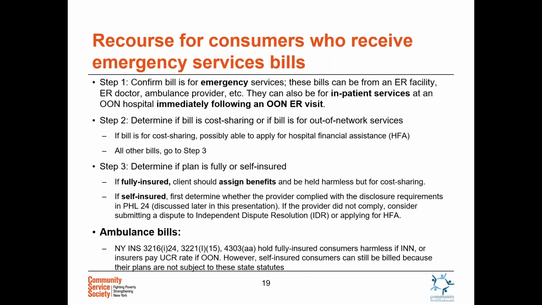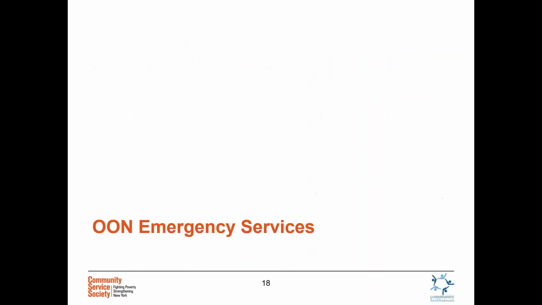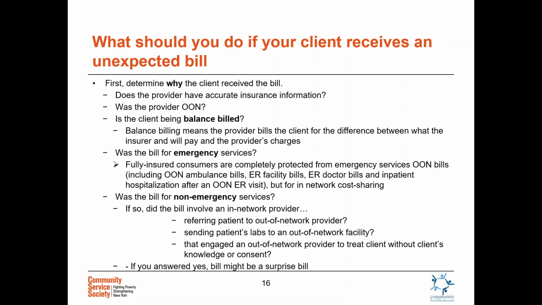Step 2, determine if the bill is cost sharing or if the bill is for out-of-network services. If the bill is for cost sharing, like we mentioned before, you might be able to apply for hospital financial assistance. All other bills go to step 3. Then you need to determine if the plan is fully or self-insured. If it's fully insured, the client should assign their benefits and be held harmless but for cost sharing. As we explained earlier on this slide, fully insured consumers are completely protected from emergency services out-of-network bills, but for their in-network cost sharing.